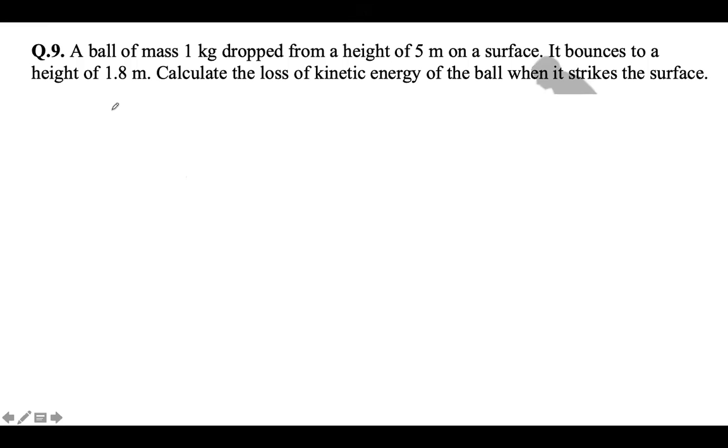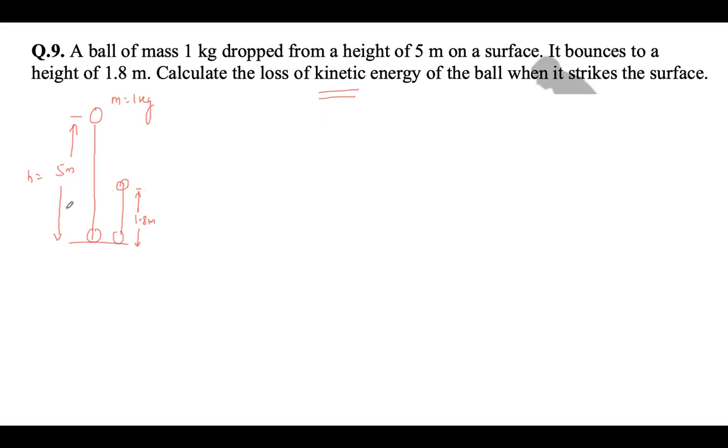So a ball of mass 1 kg is dropped from a height of 5 meters on a surface. It bounces to a height of 1.8 meters. So the mass m is equal to 1 kg, dropped from a height of 5 meters, so the initial height is 5 meters. टकराने के बाद it bounces to a height of 1.8 meters. ठीक है? Calculate the loss of kinetic energy of the ball when it strikes the surface.